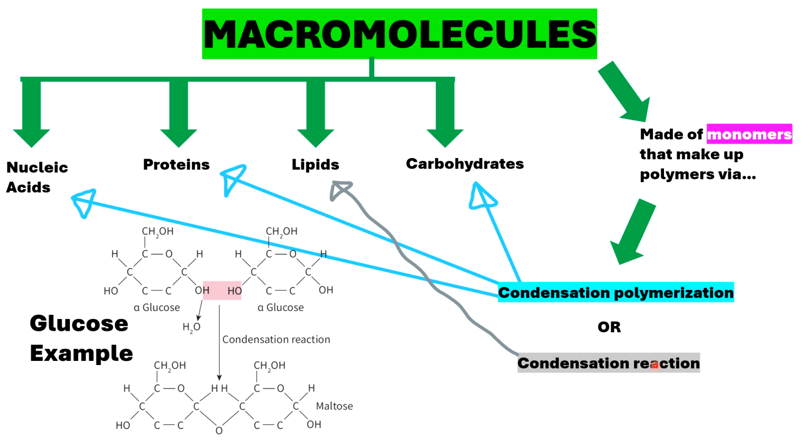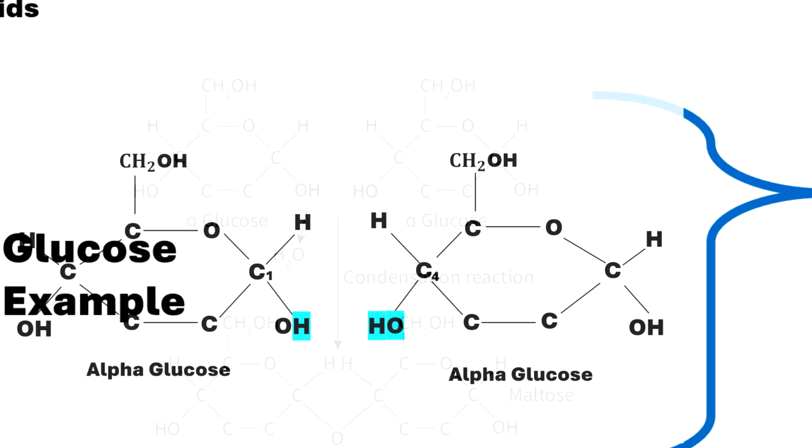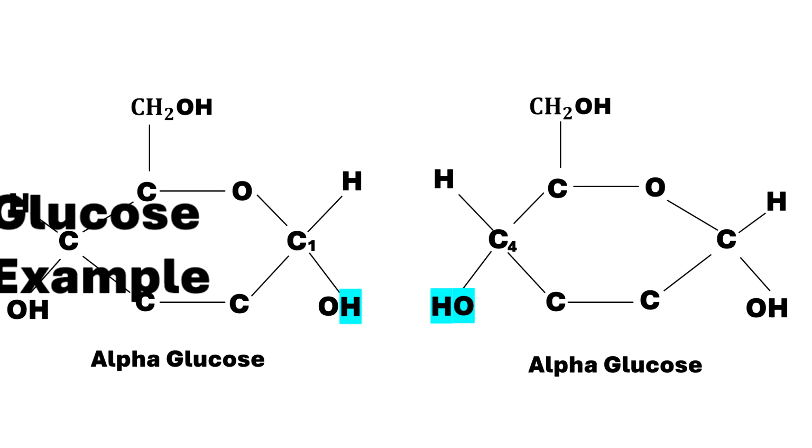Now, let's have a look at condensation polymerization, using glucose as an example. This is going to be the reaction between 2 glucose molecules. I repeat that condensation polymerization happens in all macromolecules except lipids. Now, the first thing that's going to happen is that one of the glucoses, I've chosen alpha glucoses for this. I'm going to explain what the differences between alpha and beta glucoses are later, so don't worry about that.